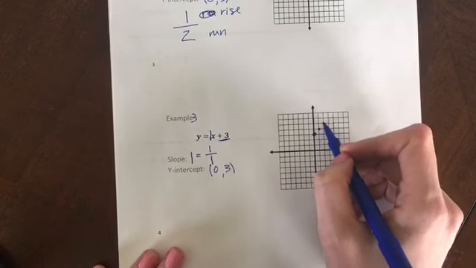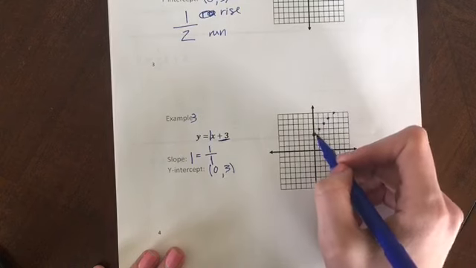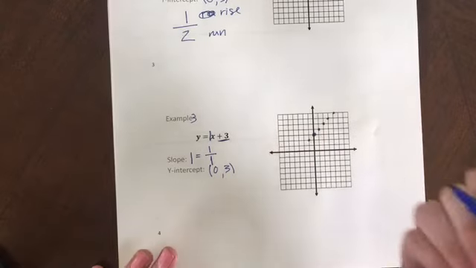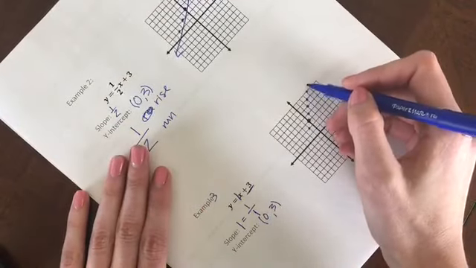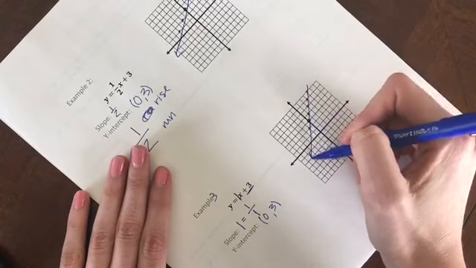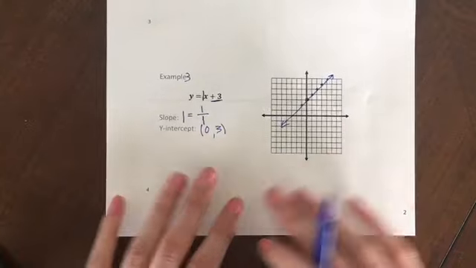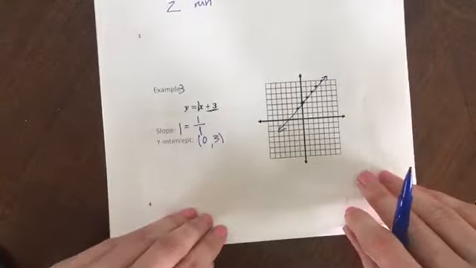Rise 1, run 1, and we can continue. We can see what's happening here. We can also go down 1, back 1, and we can continue on in both directions. But we see that line forming. As long as you have at least 3 points, go ahead and connect it with a straight line, arrows on both ends, and we have graphed example 3. So examples 1, 2, and 3 are complete.